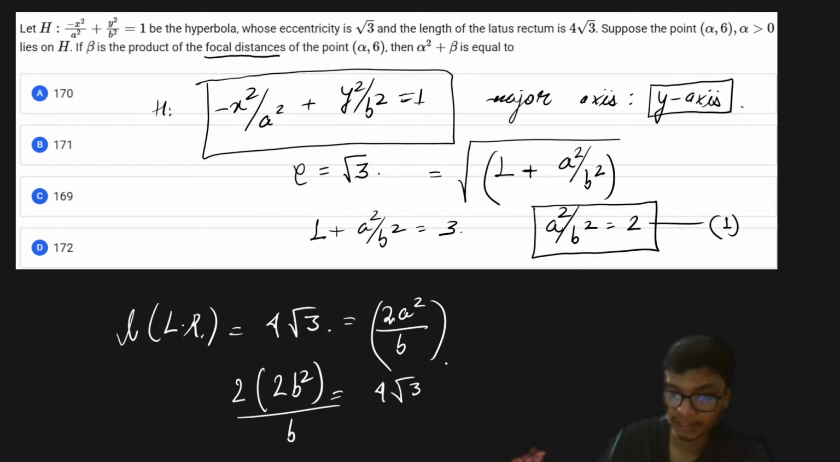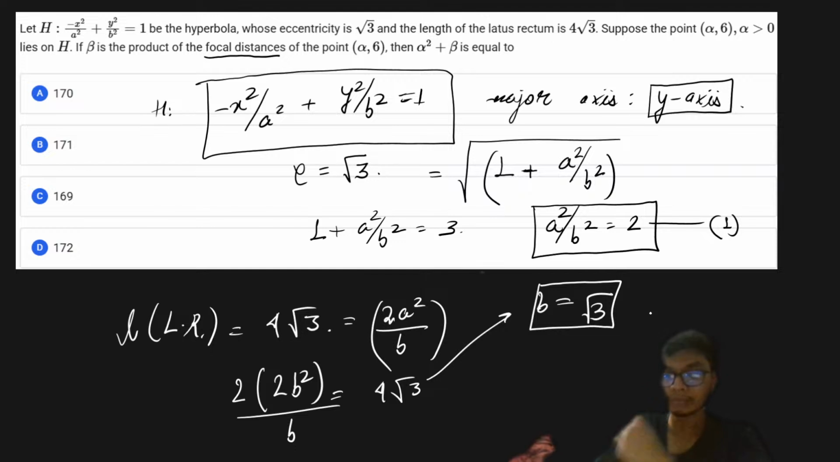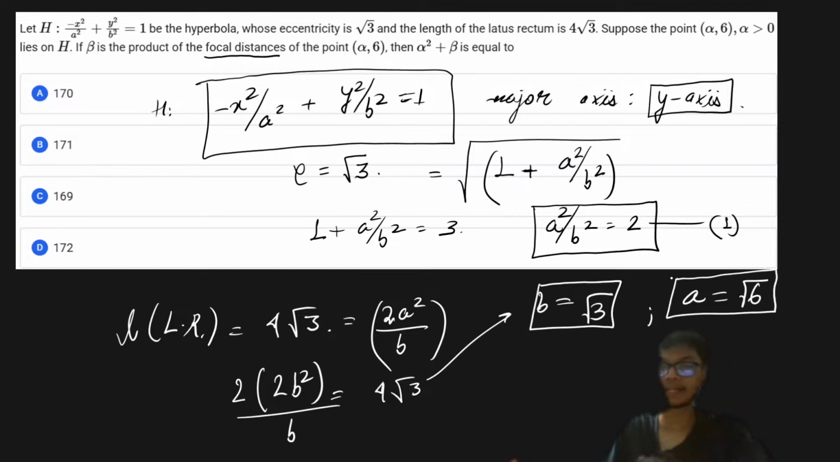From here, we can simplify the value of b. So we can find the value of b as simply square root of 3. So we got the value of b as square root of 3, and if we have b as square root of 3, we can find the value of a as well. That is going to be equal to square root of 6. Very simple, straightforward, right? So once we have the values of a and b for the hyperbola, now we are in a position to define the entire geometry of the hyperbola.